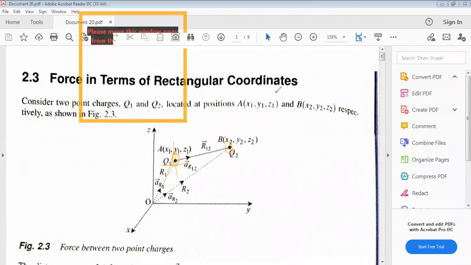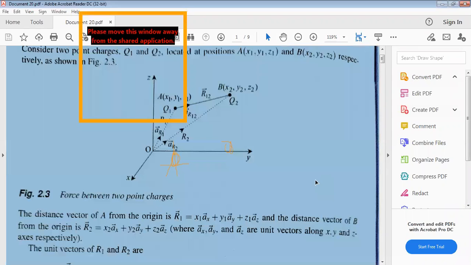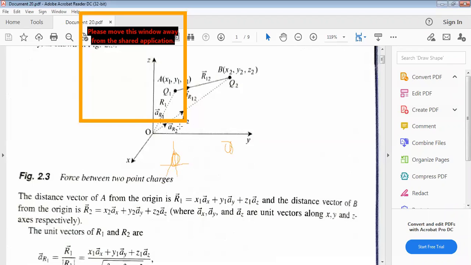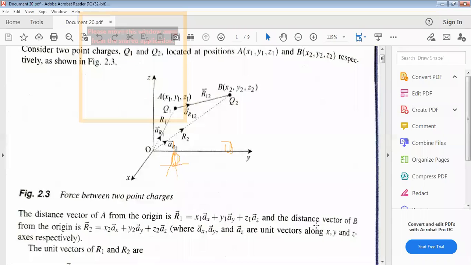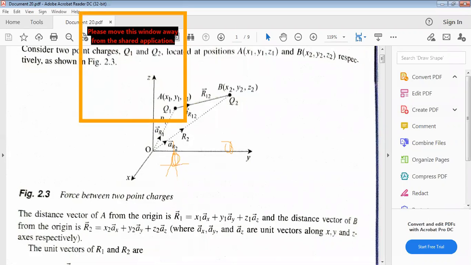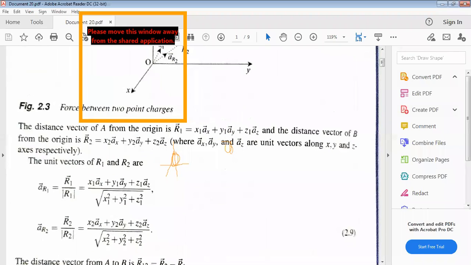Now, in terms of the rectangular coordinate system, how are they represented? See here, now the distance vector. The distance vector of A from the origin, r1, equals x1 into ax, plus y1 into ay, plus z1 into az, where ax, ay, az are unit vectors. Similarly, the distance vector from origin to B is R2. From origin to Q1, the notation is x1, y1, z1, and for Q2, x2, y2, and z2, with unit vectors.